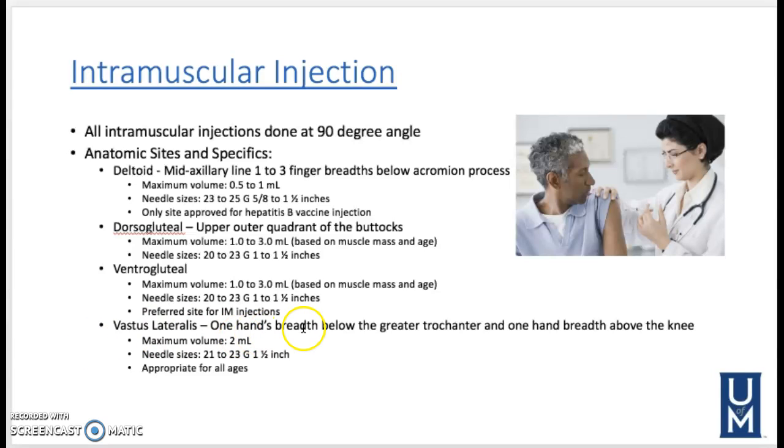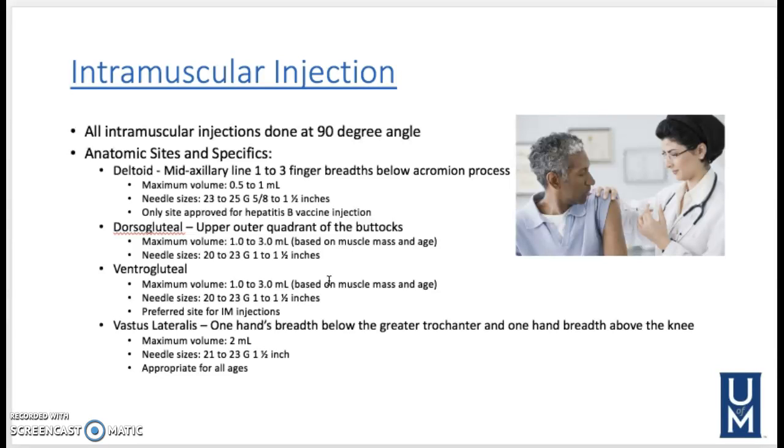Vastus lateralis, one hand breadth below the greater trochanter and 1 hand breadth above the knee. So you take one hand and put it above the knee, one hand right below the hip joint. Right in between there, you're going to get your sweet spot in that thigh. So it's on the outer edge of the thigh, that meaty part, the more muscular part. Also has fat above it.